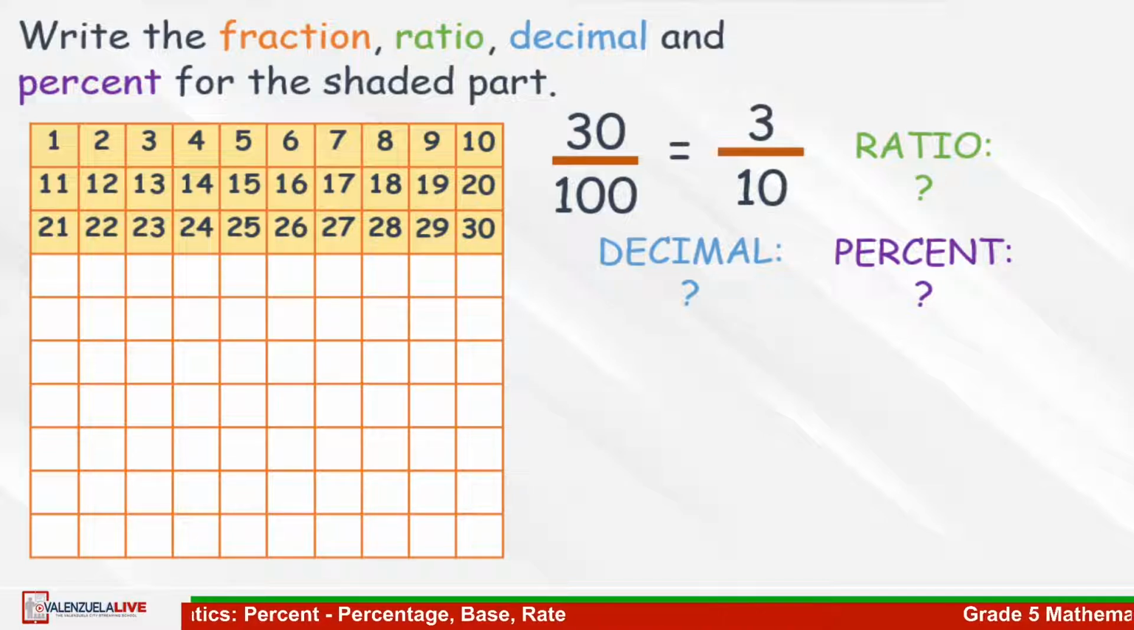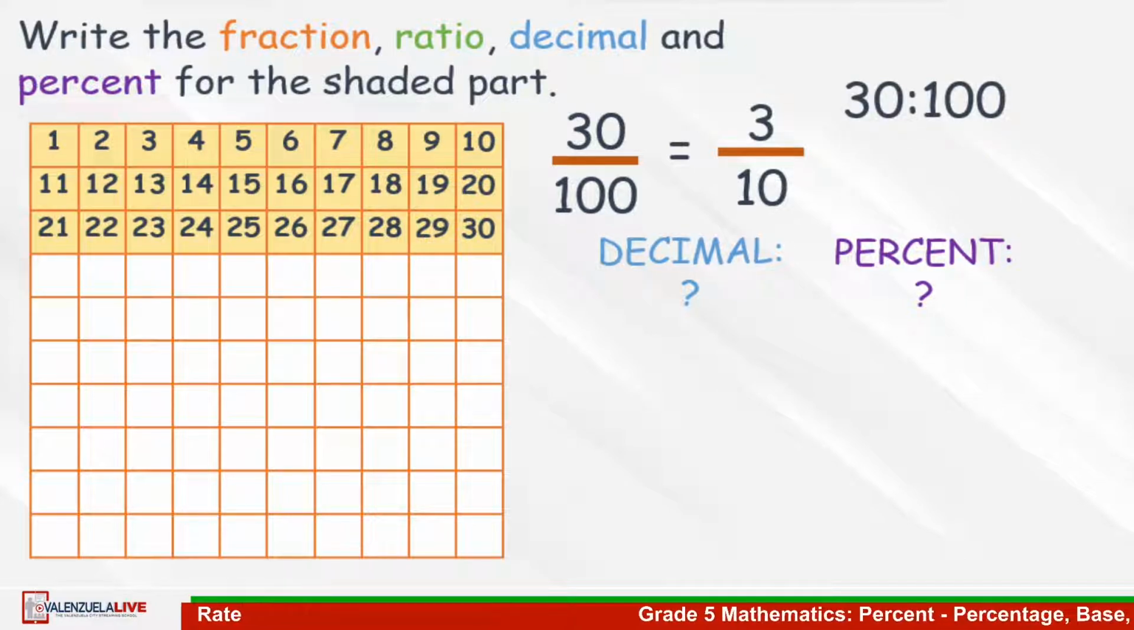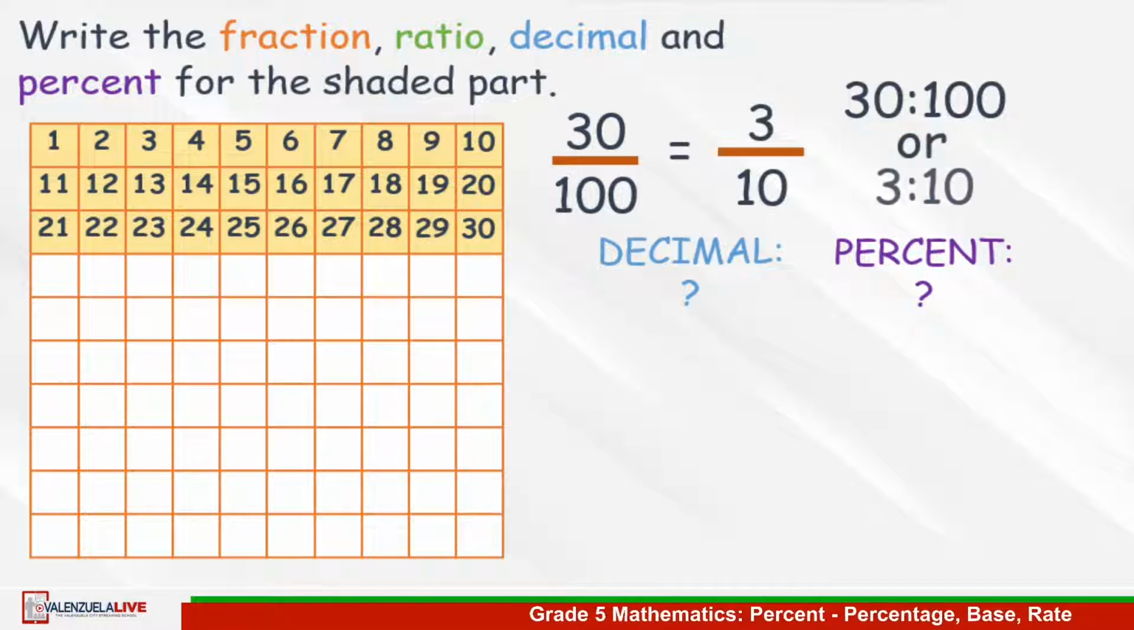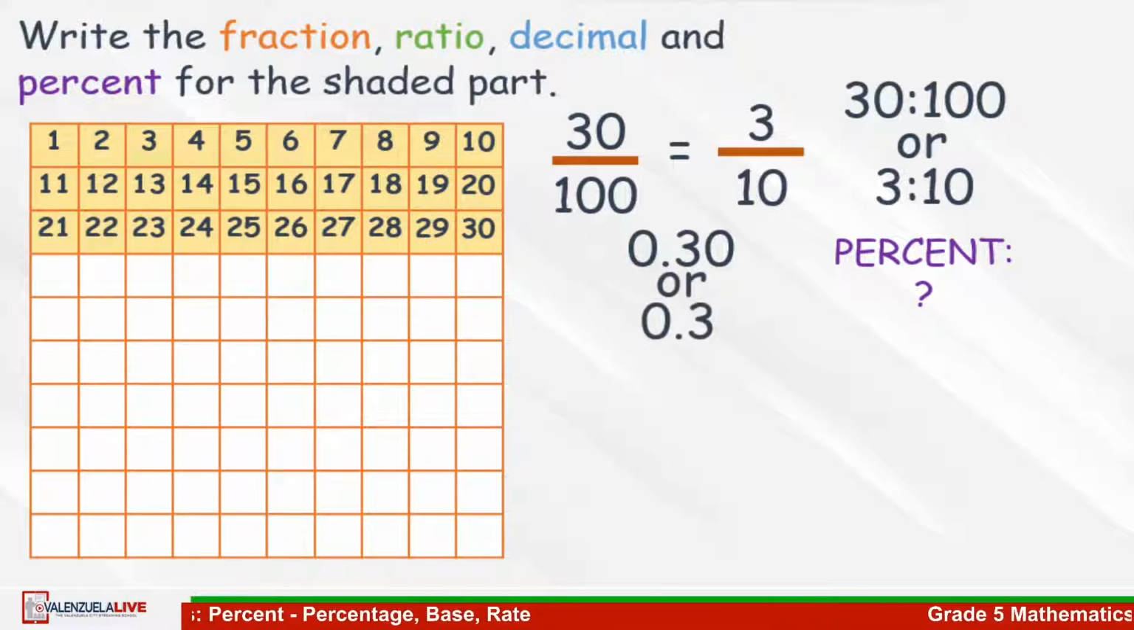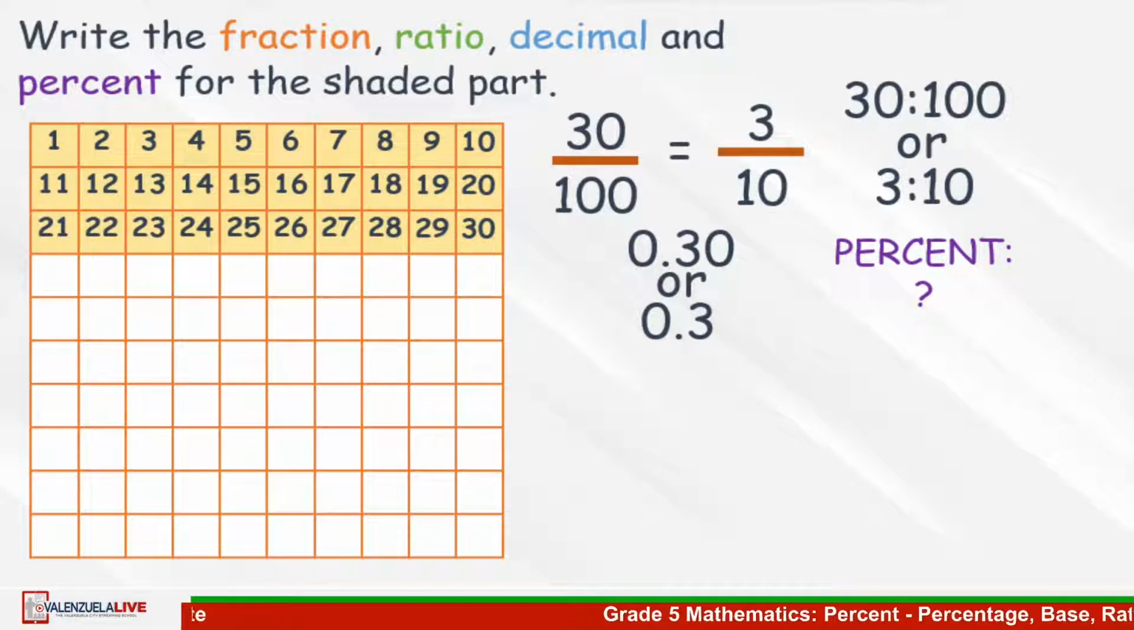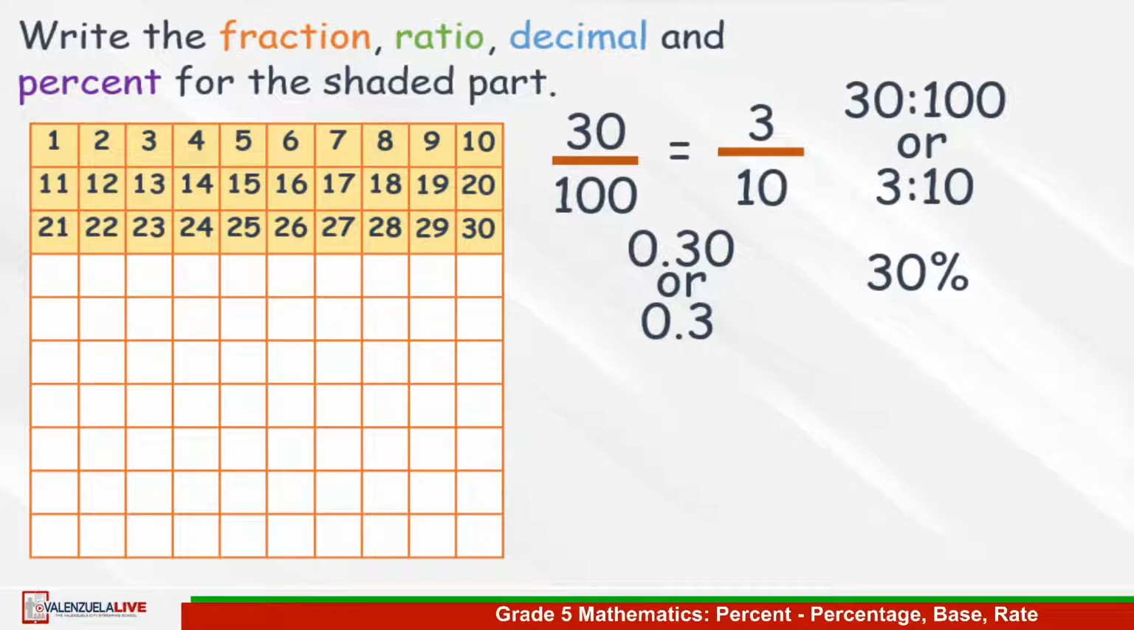Now, let's compare the number of shaded parts to the total number of squares. The answer is 30 to 100. And in simplest form, it is 3 to 10. How about the decimal? Yes, it's 30 hundredths, which is also equal to 3 tenths. So 30 hundredths and 3 tenths are equal. And the percent, yes, it's 30%. Very good. Did you understand?